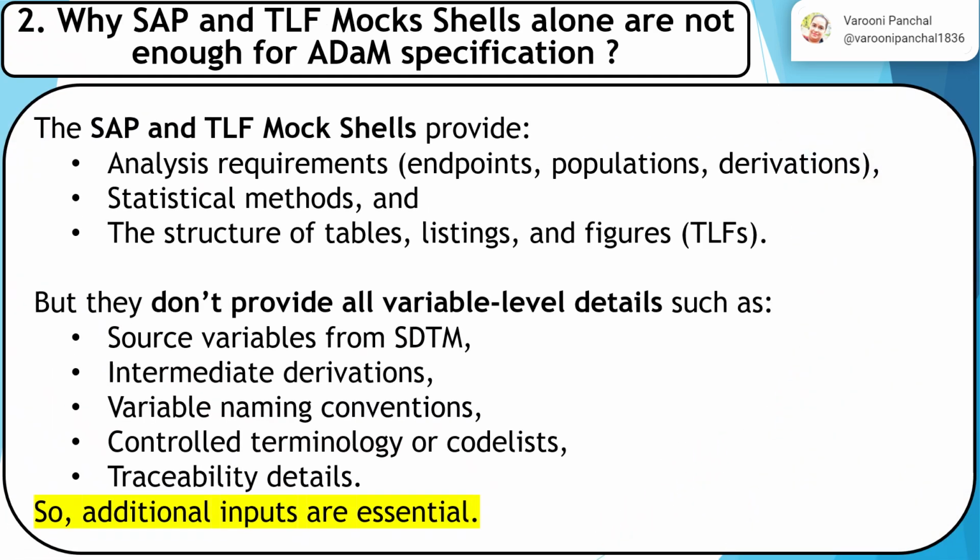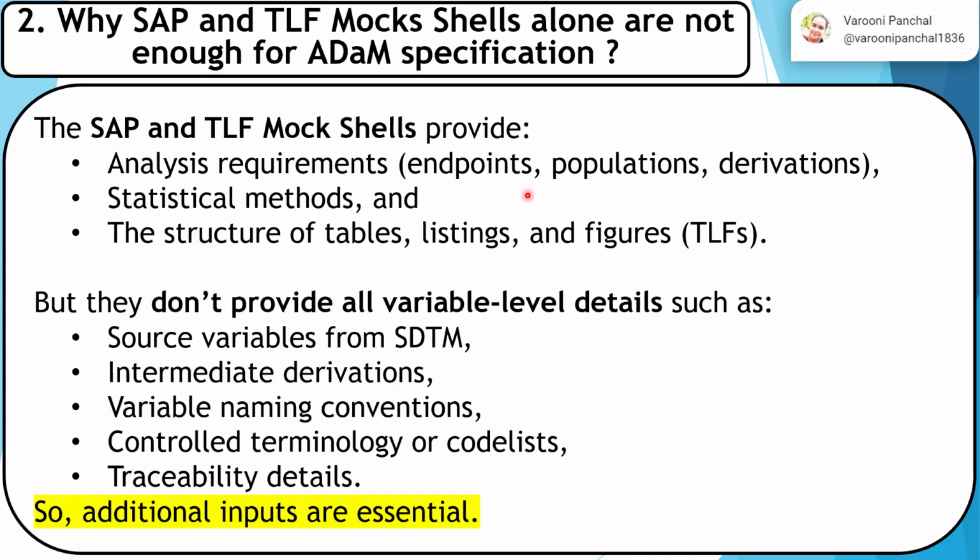Why SAP, table listings and figures mock shells alone are not enough for ADaM specification? The SAP and table mock shells provide analysis requirements, endpoints, population, derivations, hypothesis, certain statistical methods that need to be applied in the data. Then the structure of table listings and figures is generally in the mock shells, as a blank and a dummy table that presents that this is how we are going to generate the table listings and figures once we get the full data.